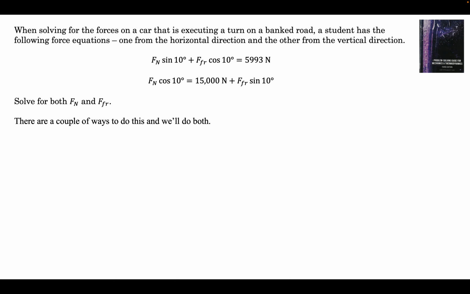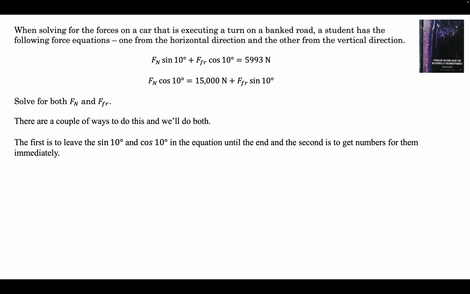There are a couple of ways to do this. We're going to do both. The pure mathematicians like to leave expressions until the very end. So they will leave sine and cosine in the equation until the very end. They get one last expression, and then they plug the numbers in. Physicists like to plug numbers in as soon as they can because it makes the equations simpler. Let's start by leaving them in.